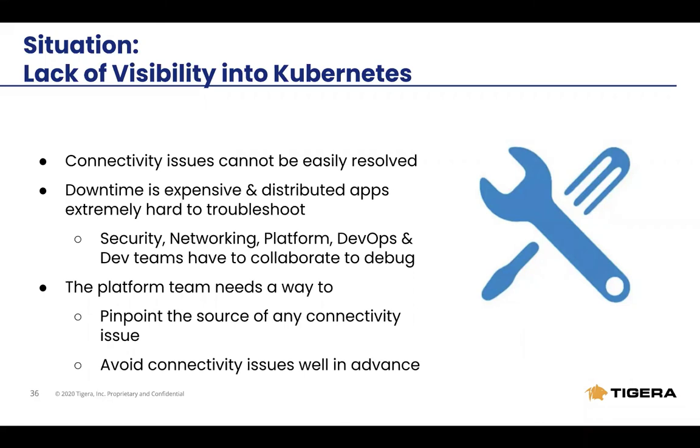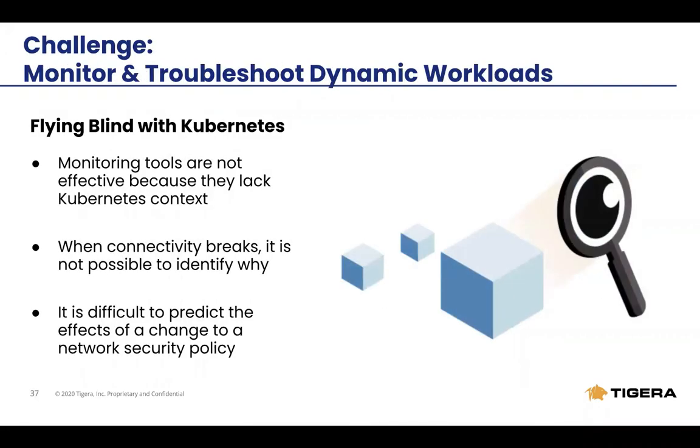So the platform needs a way to pinpoint the source of any connectivity issue rather quickly and avoid connectivity issues well in advance. Now, that's basically another slide that summarizes how a lot of users who are just defining policies start seeing network connectivity issues, but there's no way to pinpoint those issues easily, especially when you're using existing tooling that is not specific to Kubernetes.